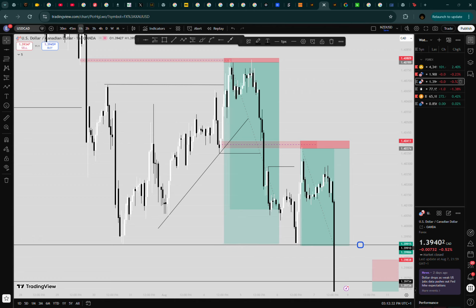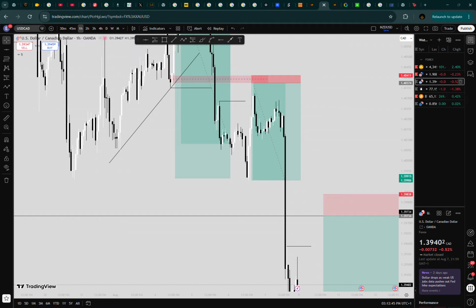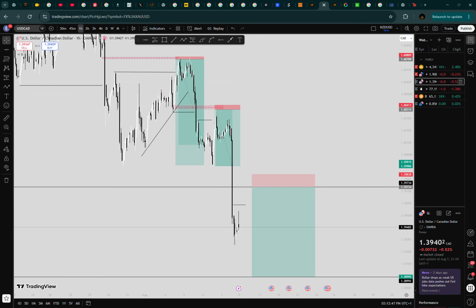You see now, after price hits the target, it went up again, tap this zone and drop more. You see, target the nearest zone. That's all you need. Or just target the nearest zone.